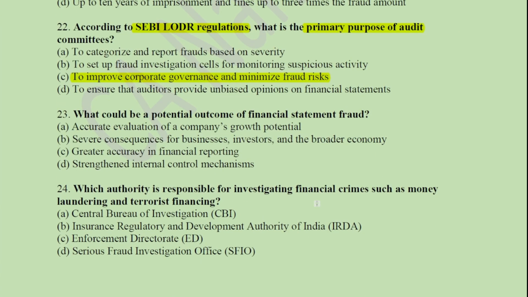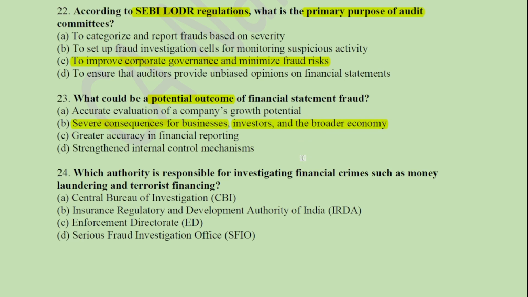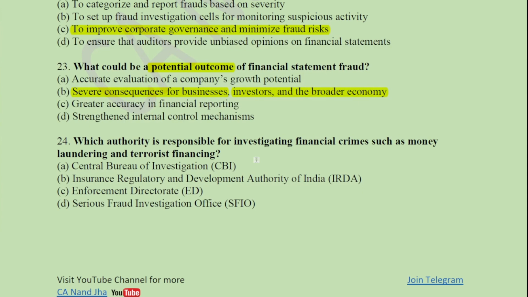What could be a potential outcome of financial statement fraud? Accurate evaluation of the company's growth potential, severe consequences for business, investors, and the broader economy. The answer is B. Which authority is responsible for investigating financial crimes such as money laundering and terrorist financing? It's ED.